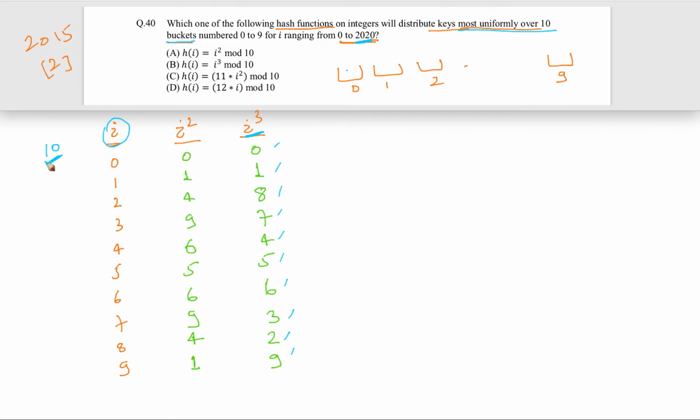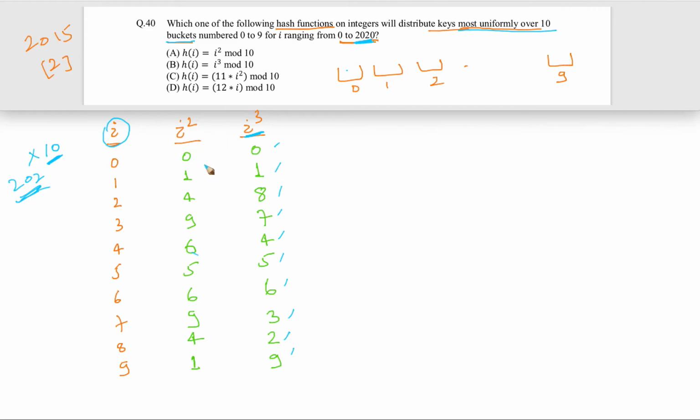So basically we have to do this 202 times, and since in the first 10 we have seen that it is distributing uniformly, the second time it will obviously distribute uniformly because the unit digits will be the same. Similarly, for the entire value of 2020 the distribution will be uniform. But let's check the other hash functions and how they are distributing. Firstly, let's check I square.